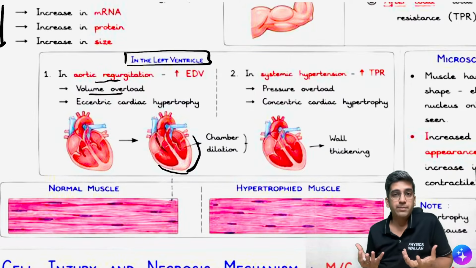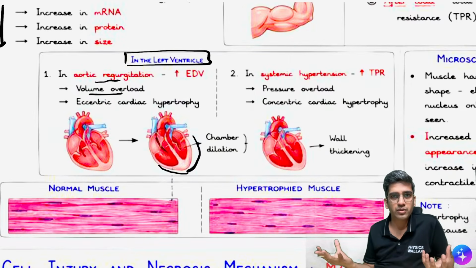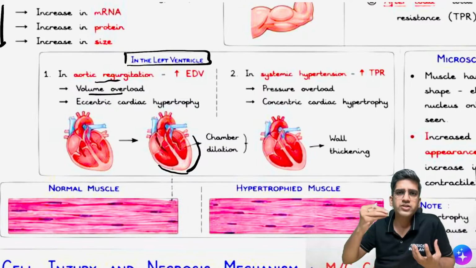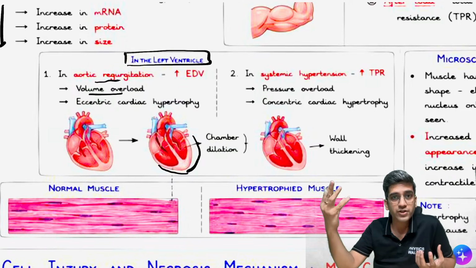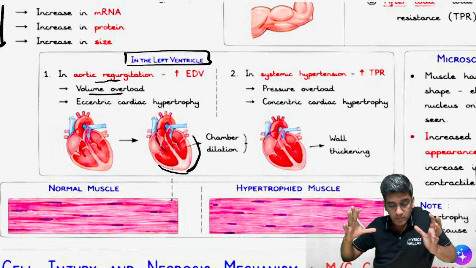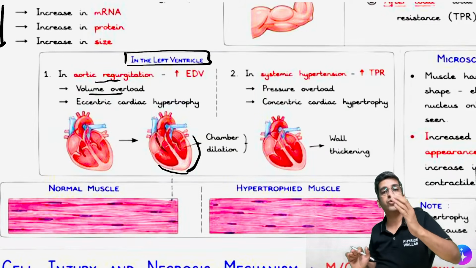When you take systemic hypertension, right, it's volume and pressure. Total peripheral resistance is the one which contributes to blood pressure. So when I have more blood pressure, total peripheral resistance is more, so my heart has to pump against the forceful push, right?